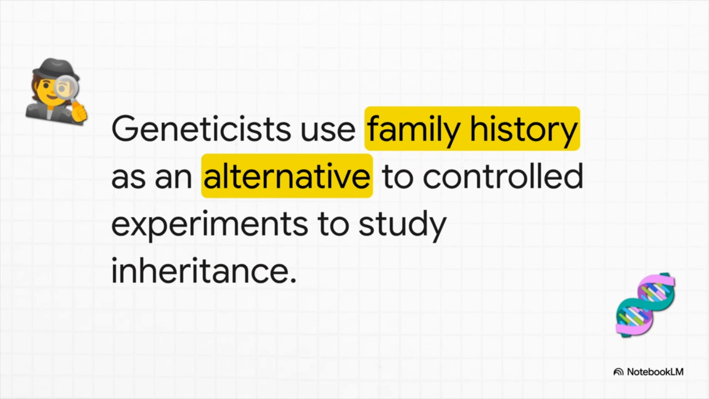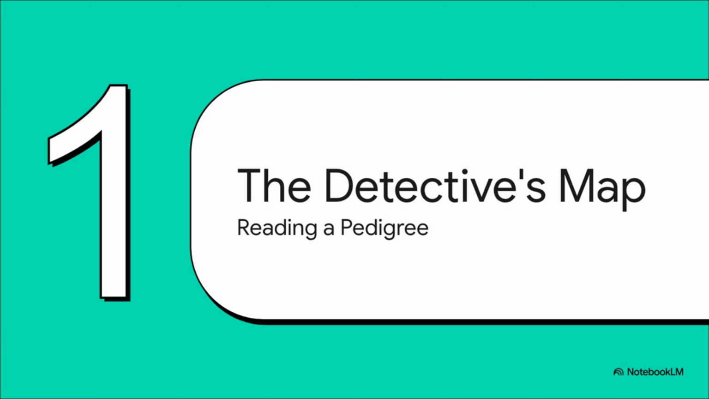So if we can't run the experiments, what do we do? We have to work backwards. Geneticists have to be detectives. They need a special tool that lets them analyze the story that's already been written, a way to find the clues hiding in our family trees. And every good detective needs a map. In the world of genetics, that map is called a pedigree chart.